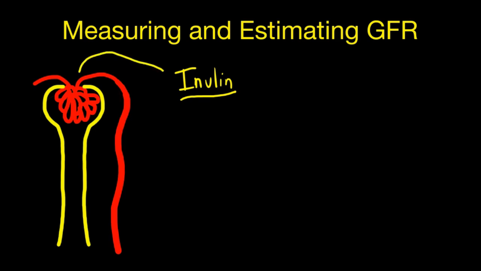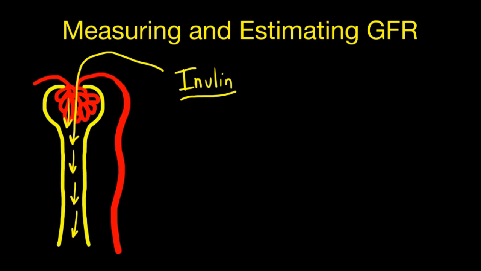Inulin is selectively filtered by the glomerulus. It's not excreted by any other system. Most importantly, it is not reabsorbed by the tubule, and it's not actively secreted from the plasma into the tubule. It's only filtered at the glomerulus. So all the inulin that ends up in the urine came from the glomerulus.